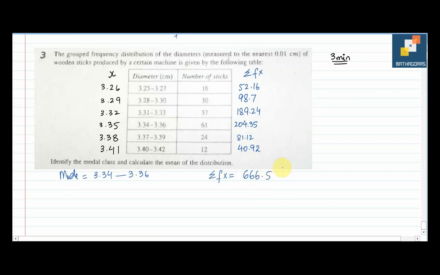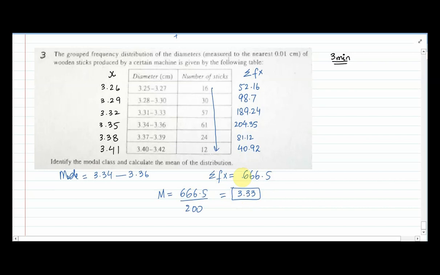All right, now for the mean part it's 666.5, summation of fx, divided by summation of frequency. As it is not given in the question, we can find it by adding all those values. So it's 16 plus 30 plus 57 plus 61 plus 24 plus 12, that sums up to 200. So 666.5 divided by 200 is 3.33. That is your mean, and I expect that you are getting the same value.